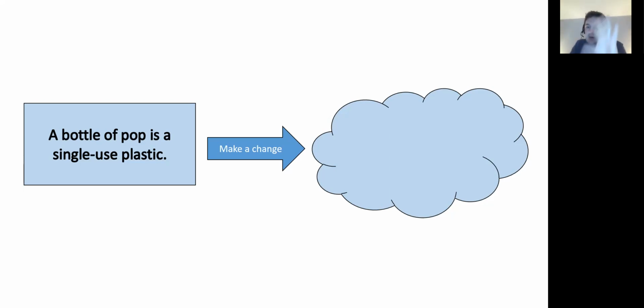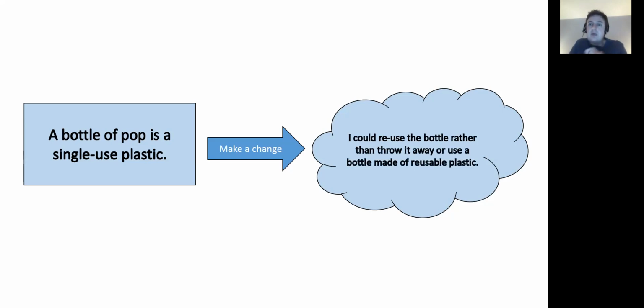I'm thinking now of my thought bubble. I could reuse the bottle rather than throw it away, so I could use it again for another drink, or use a bottle made of reusable plastic. Okay, so water bottles that are designed to be washed and then reused, rather than a drinks bottle which has got one use and then normally gets thrown away. So that's just an example. I'd like you to come up with three of them, Year 4, and there's a worksheet on the web page that you can use to formulate your ideas.